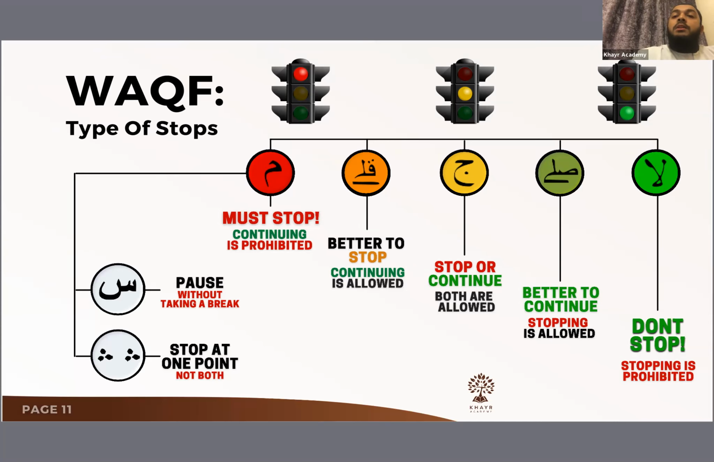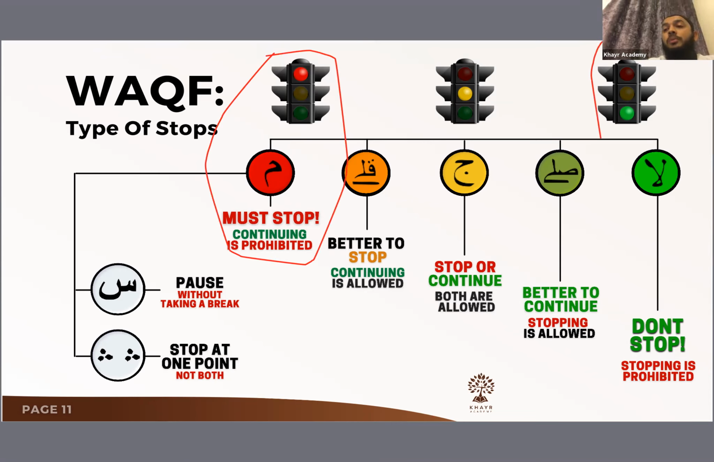Mim means we have to stop. Mim is the red light. Mim means we must stop, and lam means we don't stop. Okay, and the rest of them, you wouldn't see this much.